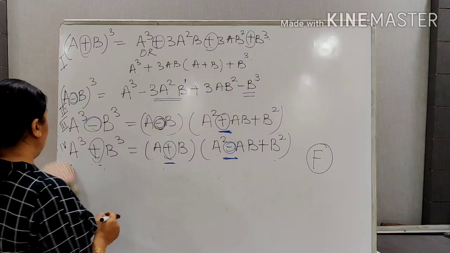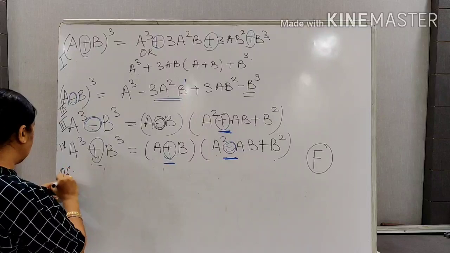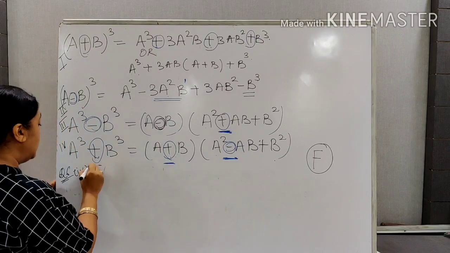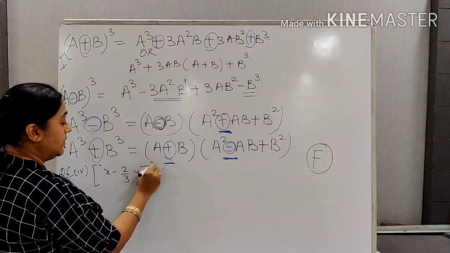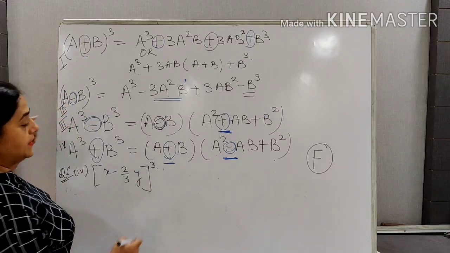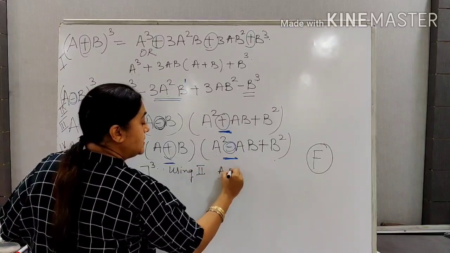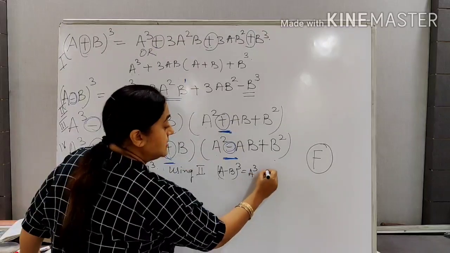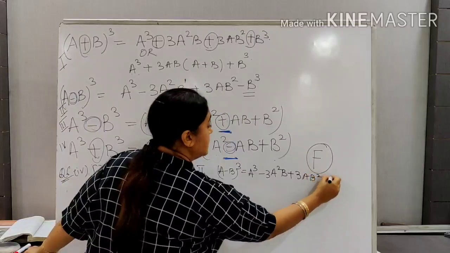Now let us come to application of a cube minus b cube. Let us take again question number 6, exercise 2.5, fourth part. I am taking up the difficult parts for you people. The question is (x minus 2 by 3y) whole cube. It is same as identity 2. You will write using 2. (a minus b) whole cube is equal to a cube minus 3a square b plus 3ab square minus b cube.